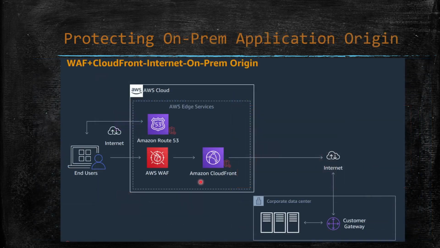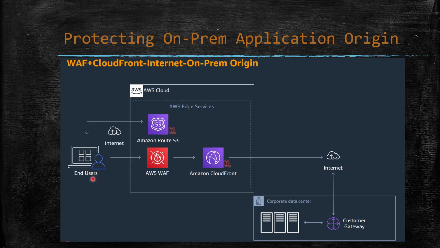Protecting the on-prem applications origin. So with AWS WAF, CloudFront, internet, on-prem origin. Consider that you have your corporate data centers and your applications are running on your data center. It's not running on the AWS cloud. Here, how do we protect this using the cloud WAF?